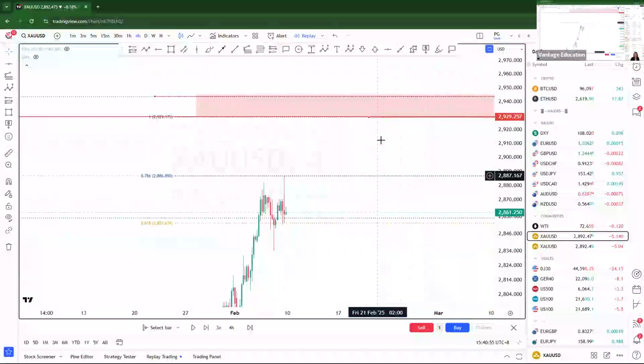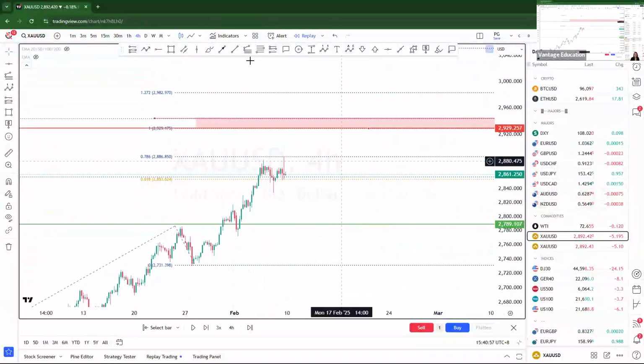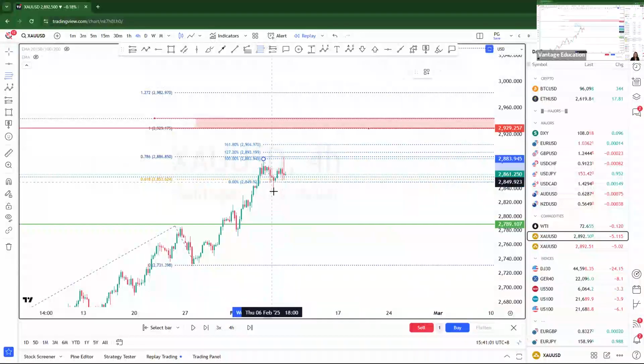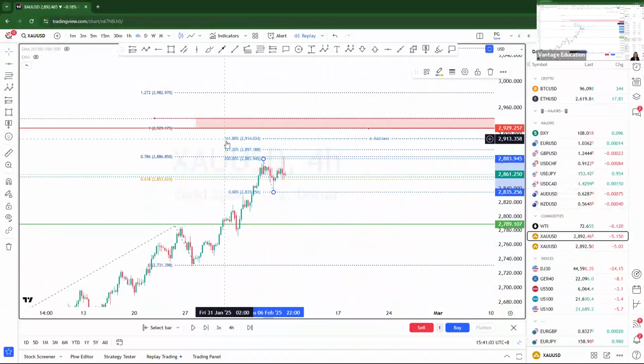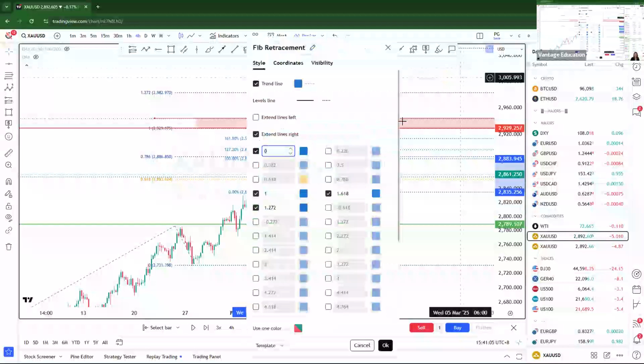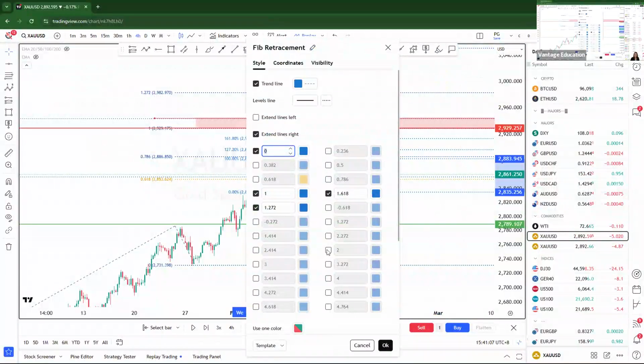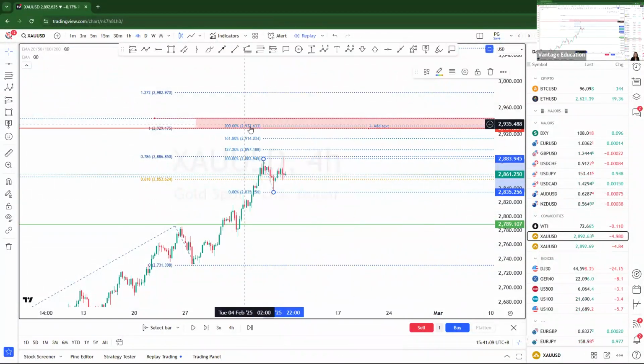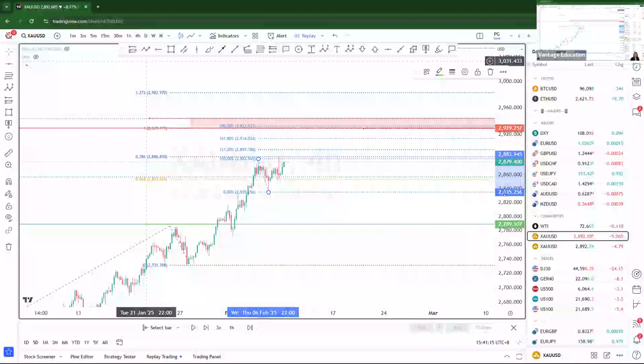So what you need to do, you can use the extension. This is the high in the H4 time frame. If we're able to do the extension, this is 161.8, but because it's the lower time frame, I might want to put 200 in there, a bit above that, and continue. Price keeps rising.